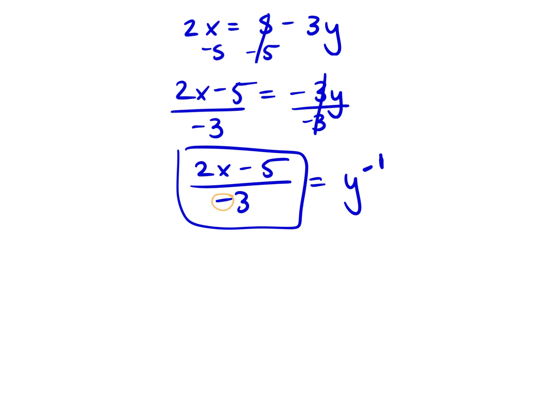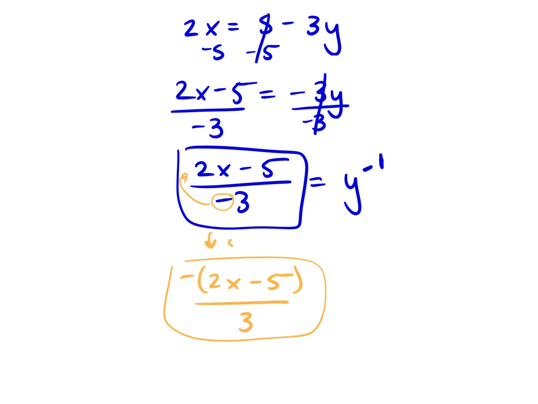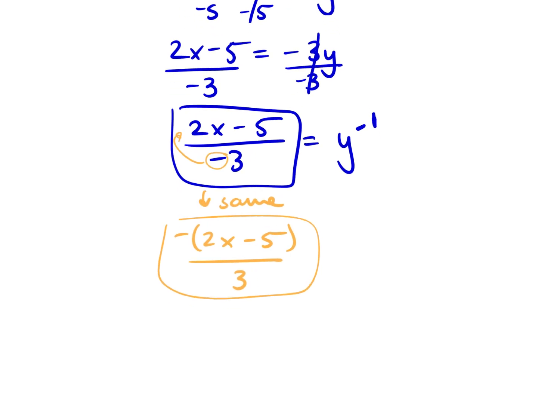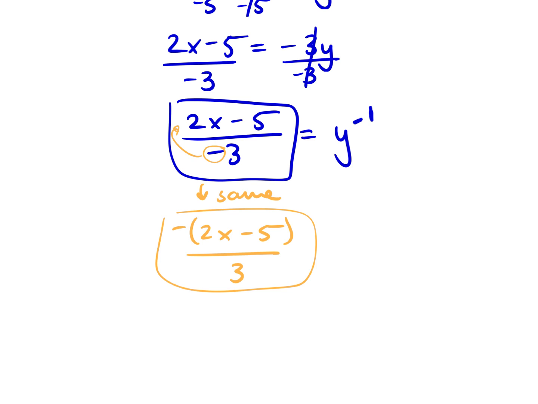So if you move the negative up top, it would be negative 2x minus 5 over 3. So it could also be written like this. This is the same thing. Or it could be simplified one step further and distributed the negative inside the parentheses, so negative 2x plus 5 over 3. So this is also the same thing. So either way would work. If you want to leave it as it is up in blue, that's fine.